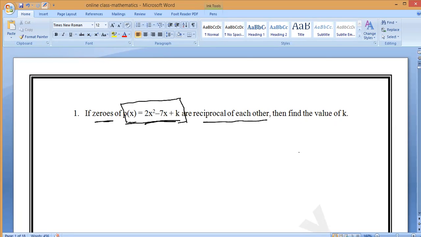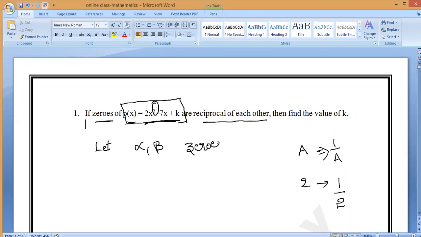Do you know reciprocal? What is the reciprocal of a? 1 by a. What is the reciprocal of 2? 1 by 2. Good. What is the name of this polynomial? Quadratic polynomial. So what are the zeros? Let alpha and beta be the zeros of the quadratic polynomial. Is it clear?